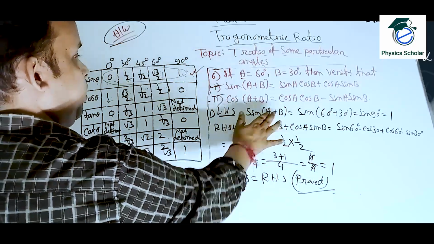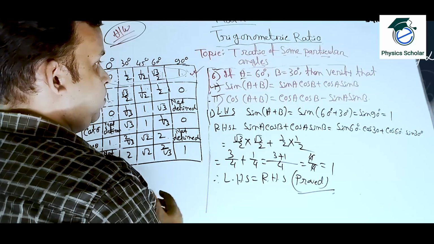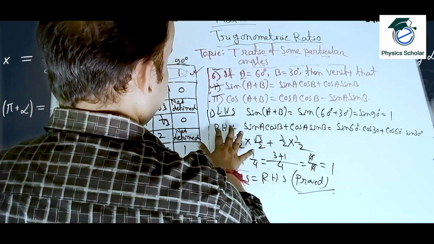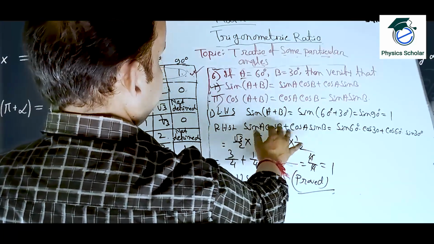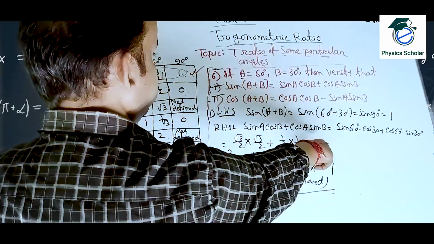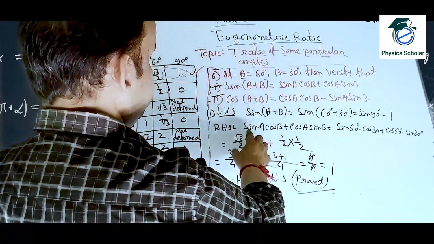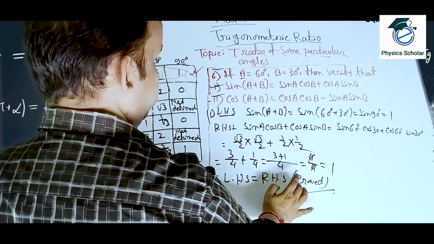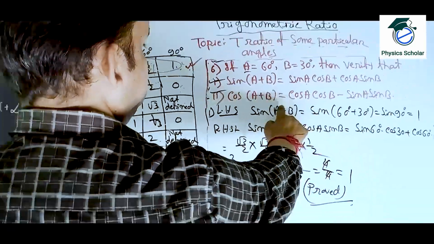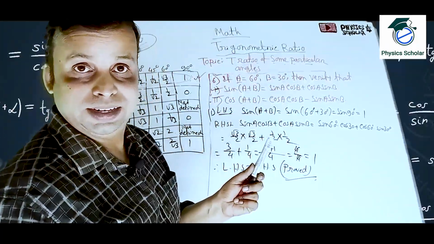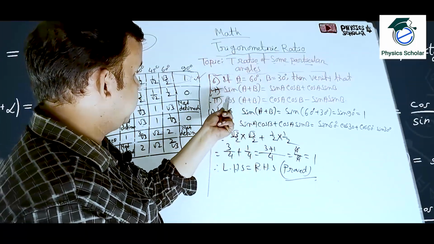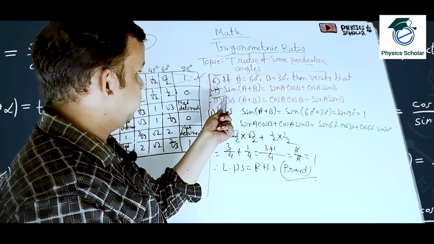We are only putting the value of A and B. Clear? And so sin 90 degree 1. So right hand side sin A cos B plus cos A sin B, putting the value of A and B. So sin 60 cos 30 plus cos 60 sin 30. So we are putting the value and we are getting again 1. So left hand side is equal to right hand side. So students, hope you have understood this. Now let us do sum number 2.